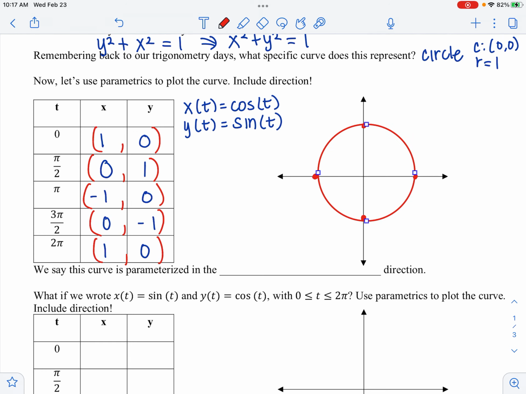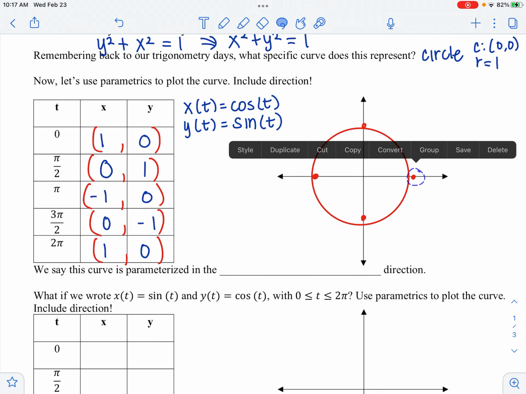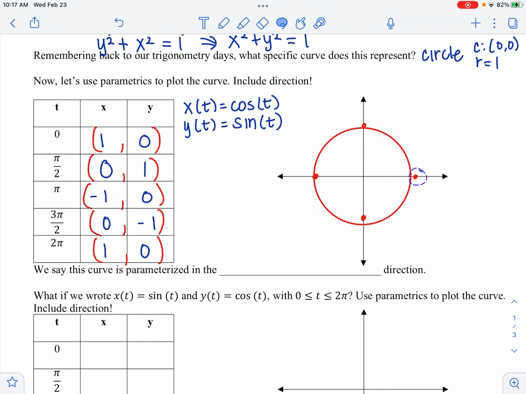It's not terrible, but it's off center a lot. Let me see if I can make it a little more centered. I'll move this point over a little, and this point over a little. Those two look okay. All right, so now I also have to show the direction.